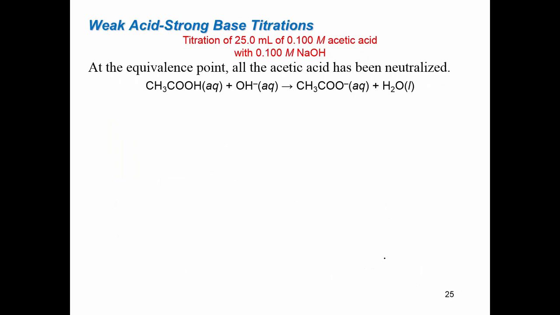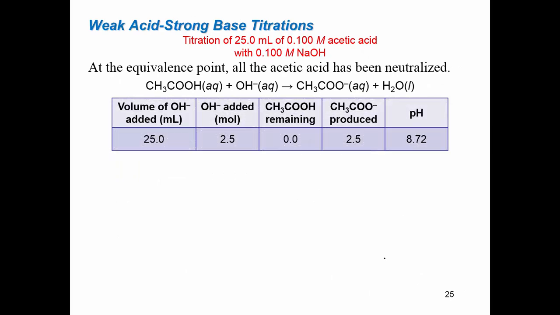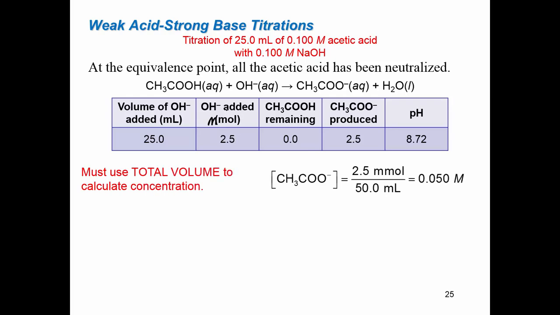Now at the equivalence point, all of the acetic acid has been neutralized. Now we've added 25 milliliters of hydroxide, which is, again, this should be millimoles, 2.5 millimoles of hydroxide added. We have removed all 2.5 original millimoles of acetic acid. We have produced 2.5 millimoles of acetate. We have a total volume now, because we started with 25 milliliters of acetic acid and we just added 25 milliliters of hydroxide, of 50 milliliters.